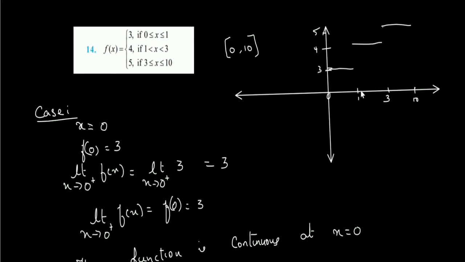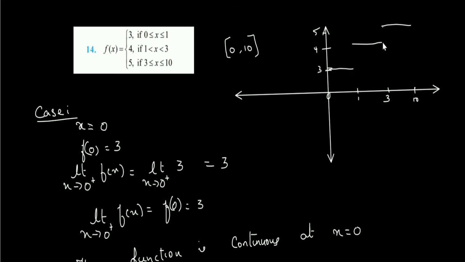What about 0 to 1, excluding 0? From 0 to 1 it is a constant function, just 3, and a constant function is always continuous. So at 0 it is continuous, from 0 to 1 it is continuous, and at 1 it is discontinuous. Then what about 1 to 3? The function is a constant function there, so it is continuous.